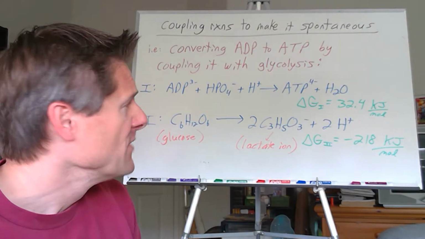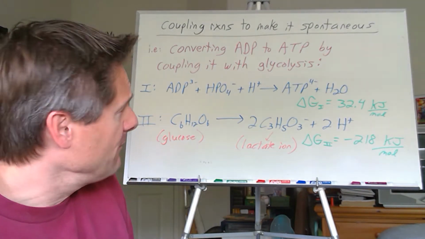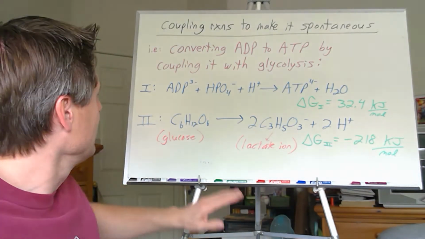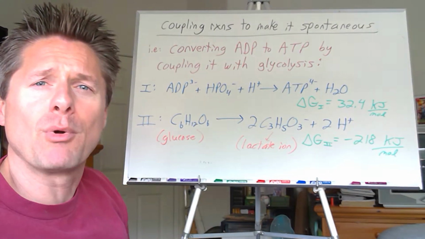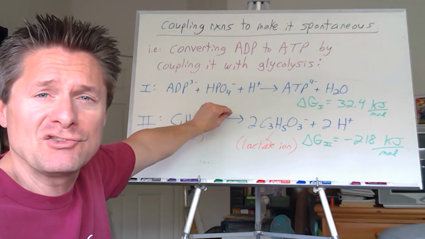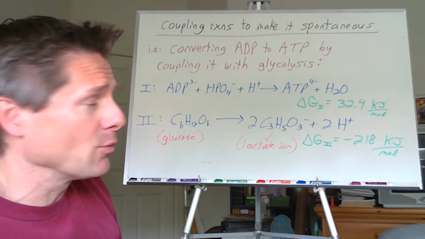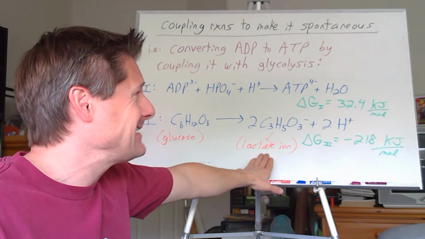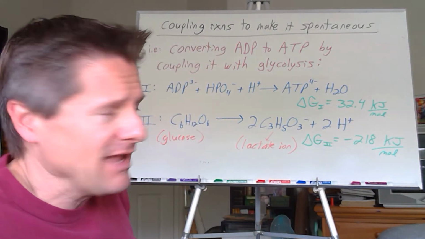It's positive. But the body's quite creative. So what it does is it couples it with a process called glycolysis. We're taking glucose or sugar and breaking that down for energy, and that's where the energy is going to come from. So if we couple these two together, the overall process should work out. So take your glucose, produce 2 lactate ions plus 2 H pluses.